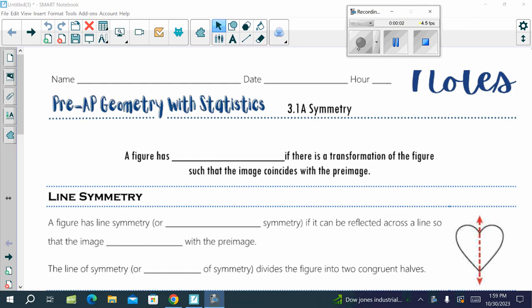So that's what the first part of this unit is about, symmetry and our transformations again. We're going to go over symmetry and then tessellations. So you should hopefully recognize that.